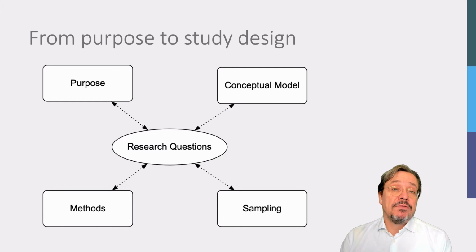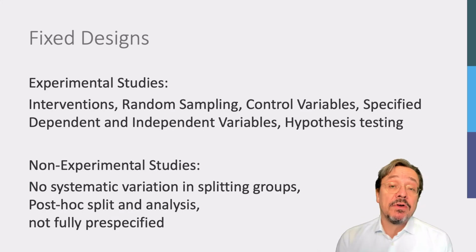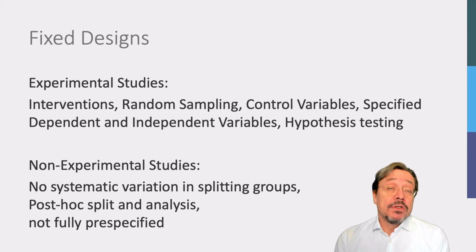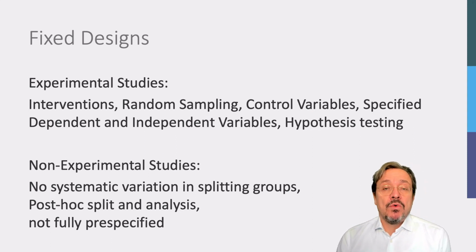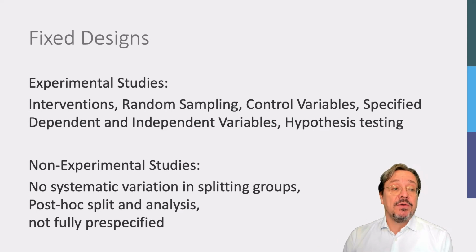So some examples of typical fixed designs. Fixed designs are experimental studies. What is characteristic for these studies? Typically, you have an intervention you do in these studies. So also the golden standard for a so-called experiment, you do random sampling. So you don't need to afterwards control anything. Probably you have control variables that are modifying variables, but you have specified your dependent and independent variables in advance and you want to test a hypothesis about them.